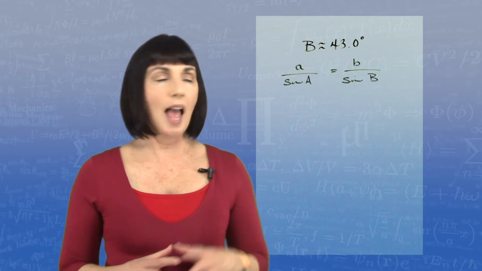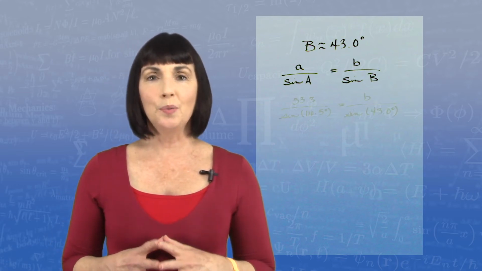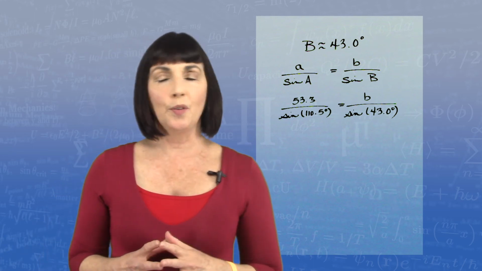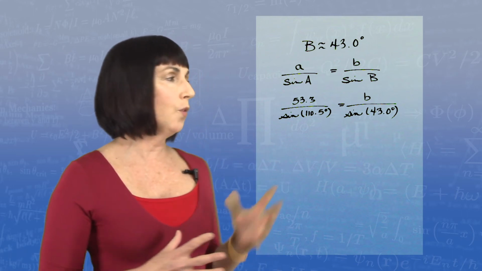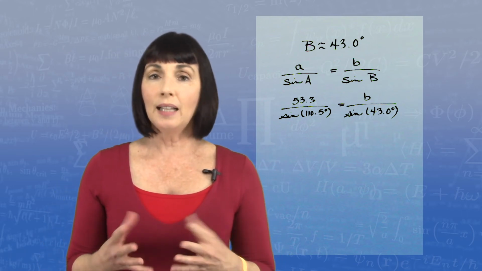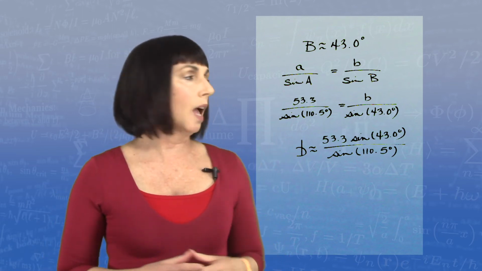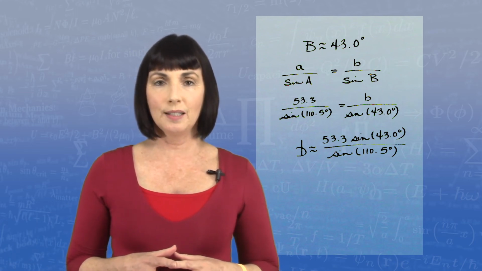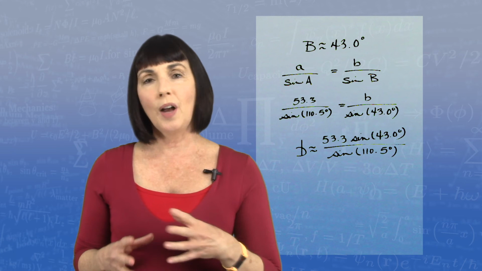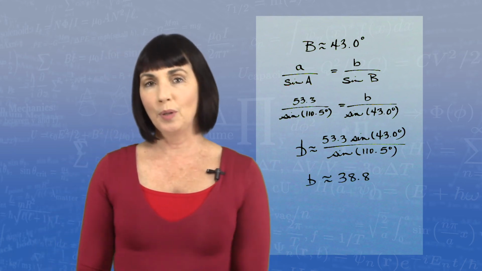So let's finish out the problem. The law of sines says that a over sine A equals b over sine B, and plugging in what we know, we get 53.3 over the sine of 110.5 degrees is equal to b over the sine of 43.0 degrees. That gives us that b is approximately equal to 53.3 times the sine of 43.0 degrees over the sine of 110.5 degrees. And when we do that calculation, we find out that side b has a length of approximately 38.8.